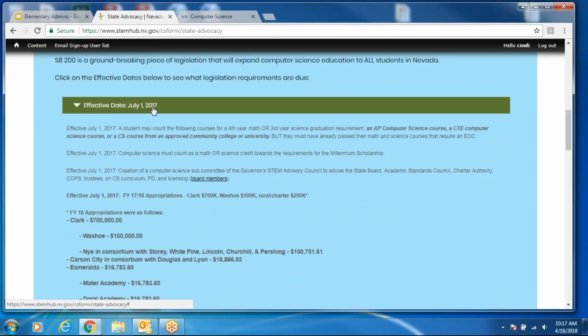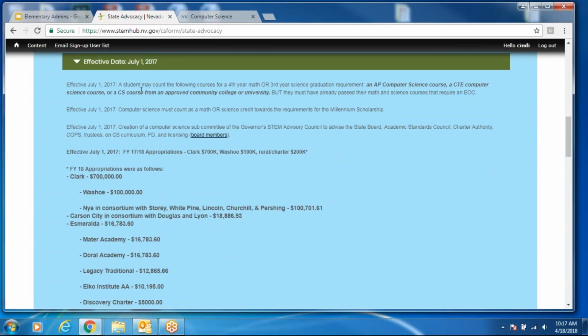So effective last July, according to the bill, students can count, for example, the following courses for fourth year math or third year science graduation. So that's more at the high school level.